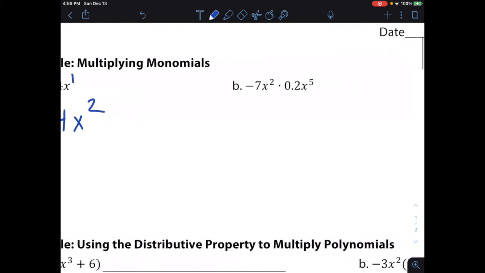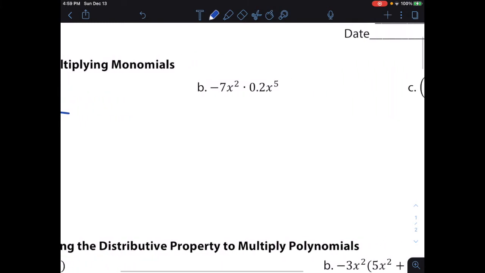The second one, again, they're monomials. Negative 7x squared is a monomial. 0.2x to the fifth is a monomial. If you say monomial over and over again, it starts to sound kind of weird, but that's just the way it is. Okay, so negative 7 times 0.2 is negative 1.4. And then x squared, x to the fifth, that's x to the seventh.